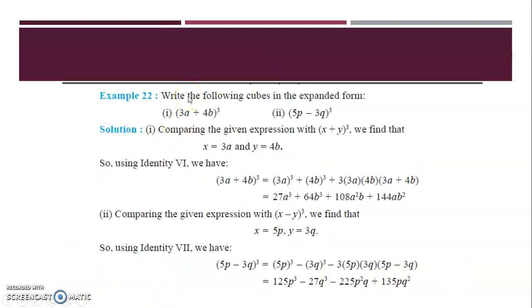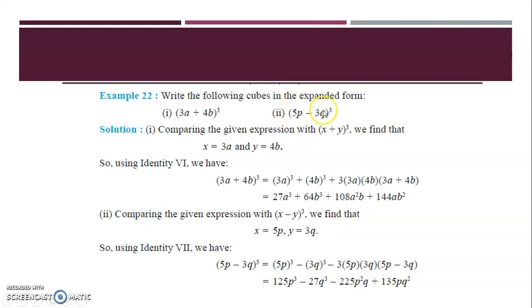Now let us look at a couple of examples. Expand the following cubes: (3a + 4b)³. So this is (x + y)³. Instead of x we have 3a, and in place of y we have 4b. So all we have to do is substitute x = 3a and y = 4b in the identity (x + y)³, which is x³ + y³ + 3xy times (x + y). So substituting and cubing, we'll get the answer.